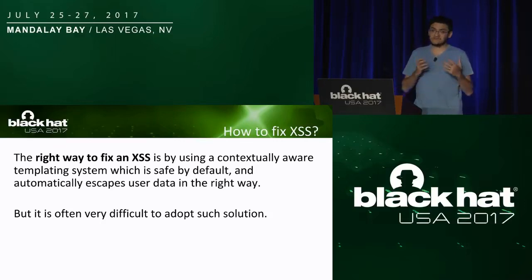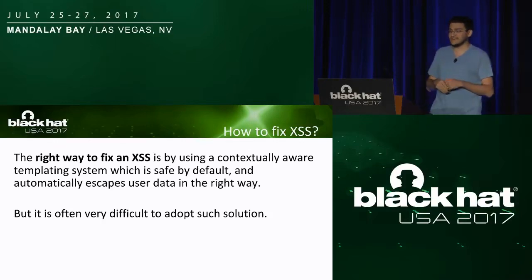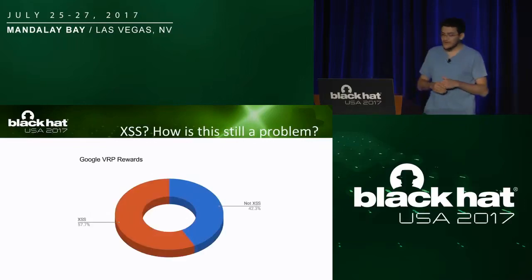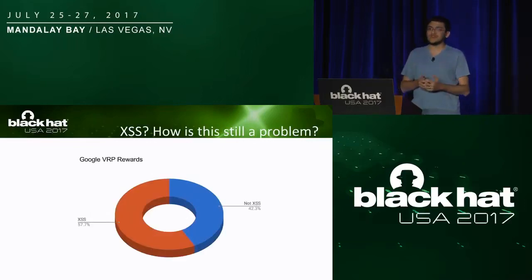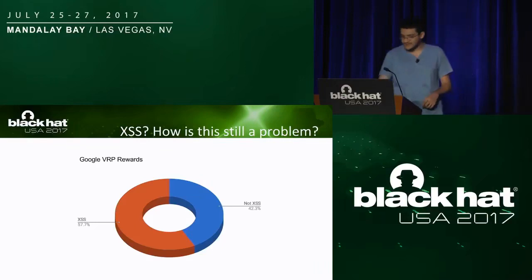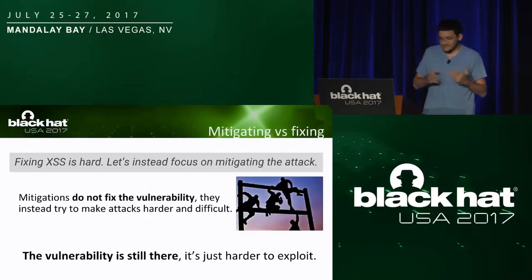This has proven to be very difficult for the industry, and in our case, we work at Google, and we also had troubles. This is a graph representing the amount of money we've paid as part of the Google Vulnerability Reward Program, and it represents how much we paid for XSS and for everything else combined. As you can see, the vast majority of bugs is XSS, like two thirds or so. So fixing XSS is hard, or at least has been hard for us.